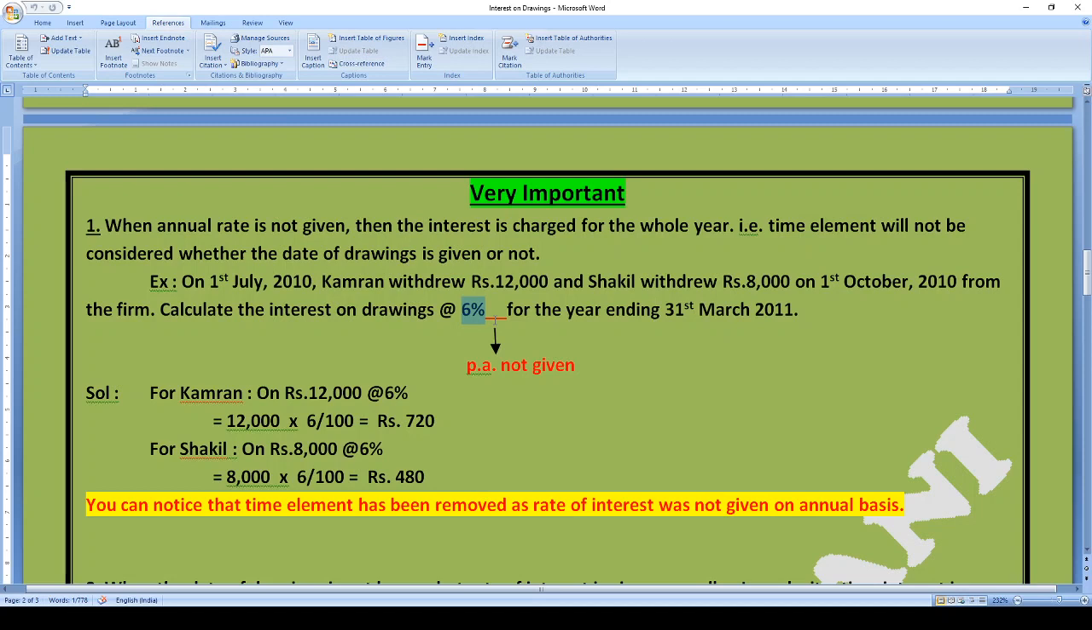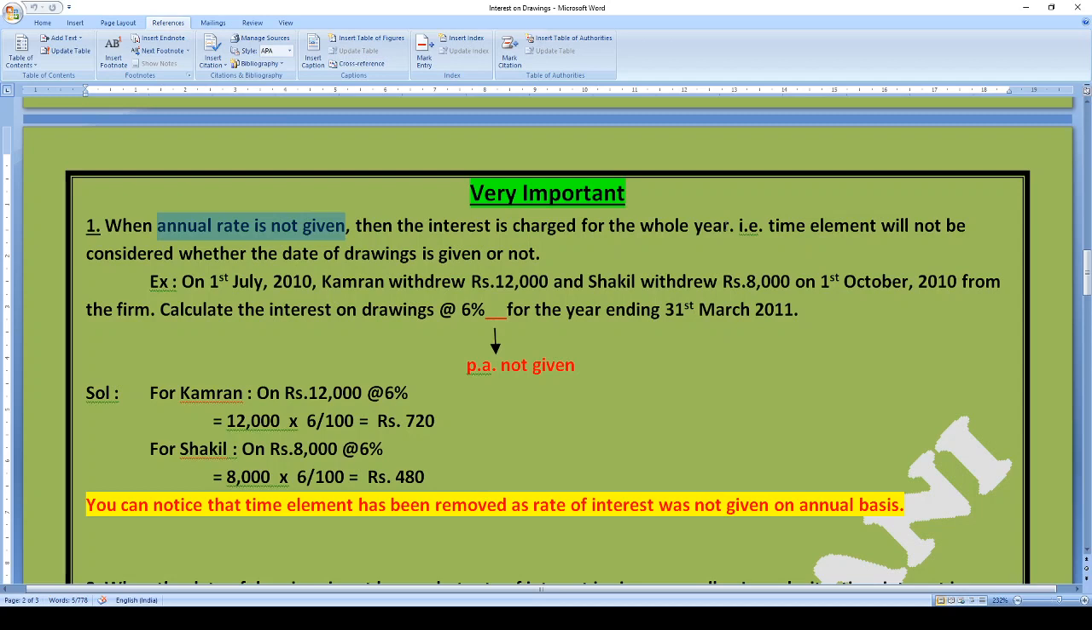And the word per annum is not there. The question has not asked you to charge interest on drawing at the rate of 6% per annum. Rather, it has only asked that you make the calculation on 6%. The per annum word is missing. So this is the condition when the annual rate is not given. Then the interest is charged for the whole year.